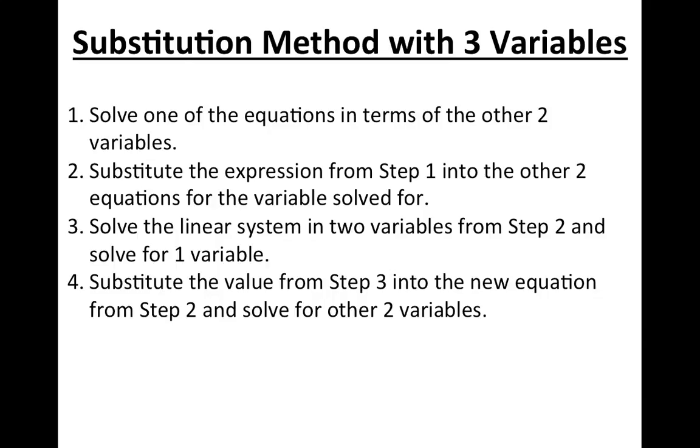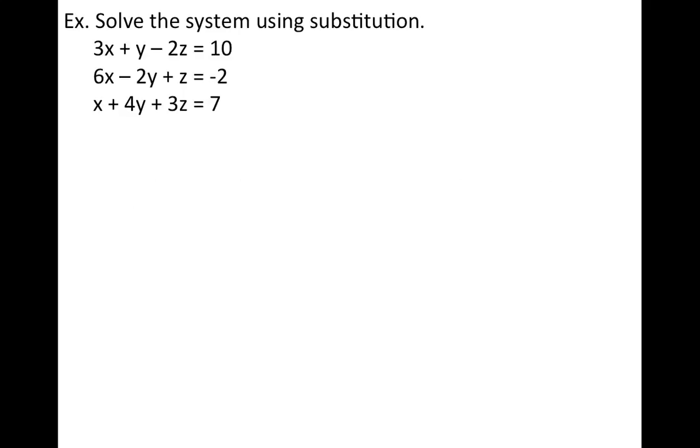The next method we're going to be doing is substitution with three variables. Again, it's the same concept as two variables, but just have to do it twice. So looking at our first equation, we first have to solve one of our equations out for a variable. So again, just like before, I would number equations 1, 2, and 3. And we have to figure out what variable we want to solve for.